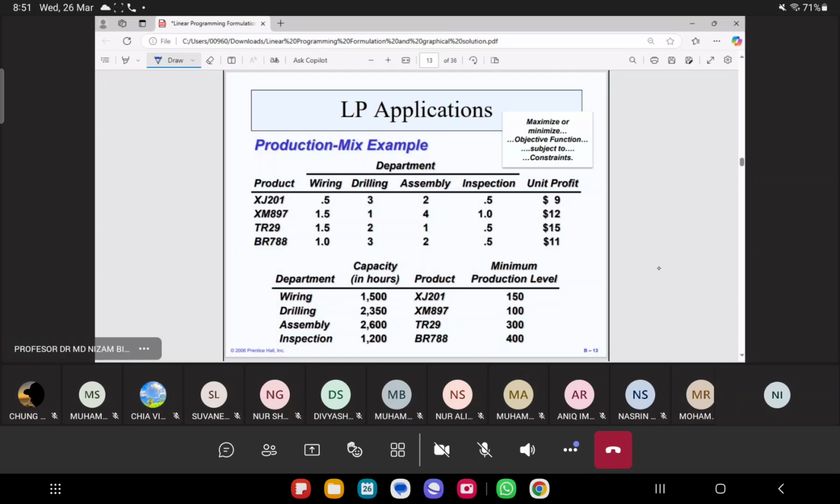Okay. So based on this, you have to come up with a linear programming model, right? So to come up with a linear programming model, the first decision that you have to make is what? To define what? Decision variables. What are the decision variables in here? Anybody? What do you have to decide in here?